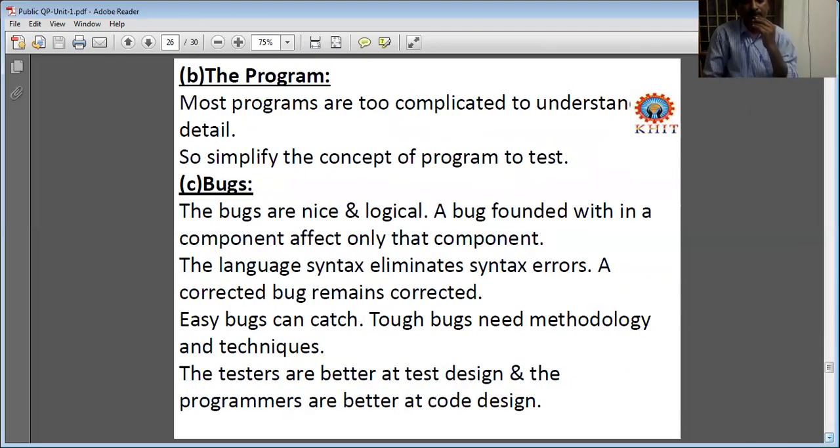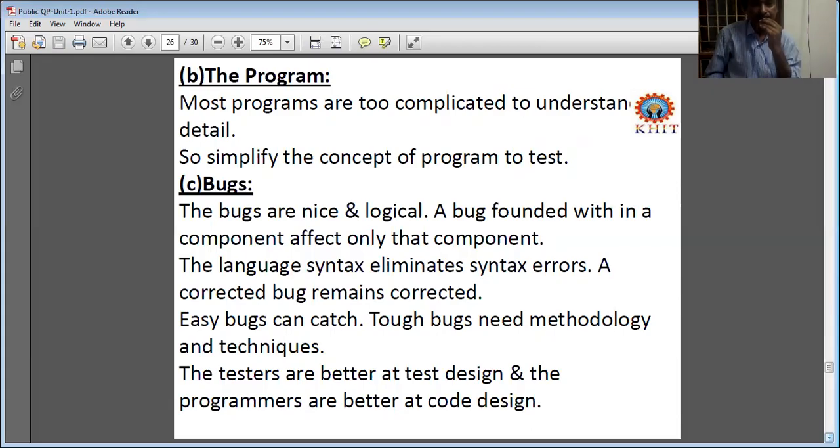B, the program. Most programs are too complicated to understand in detail. So what is required is to simplify the concept of the program to test.